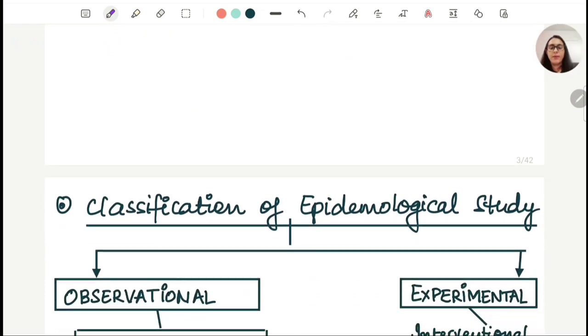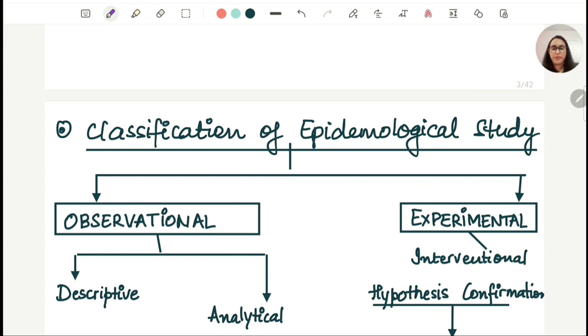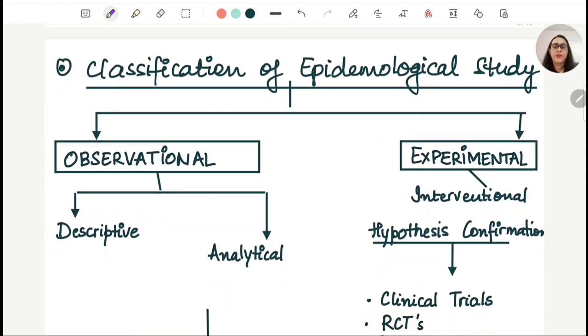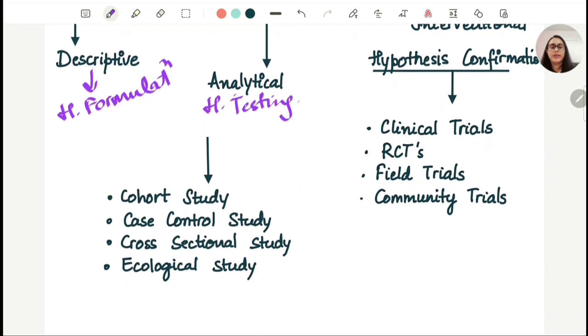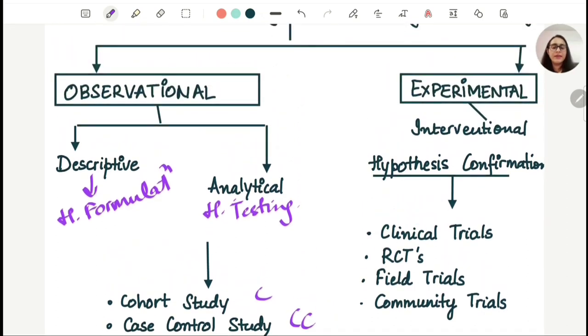Now, coming to the classification of epidemiological studies, we have observation or experiment. The study which is done via observation is the observational study. It can be further classified into descriptive study, in which you are going to describe a study. So this is basically hypothesis formulation. Analytical study is when you are analyzing the disease pattern or analyzing the study. So it is hypothesis testing. Analytical study can be cohort study, case control study, cross-sectional study or ecological study. Then we have experimental study, in which we do an intervention. So it is hypothesis confirmation. Either you can do a randomized control trial, clinical trial, field trial, or community trial.